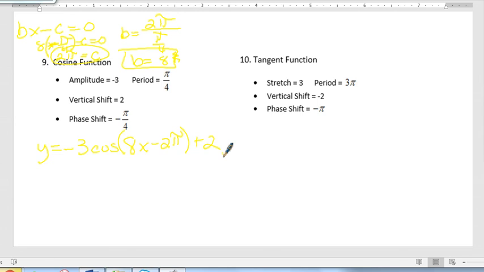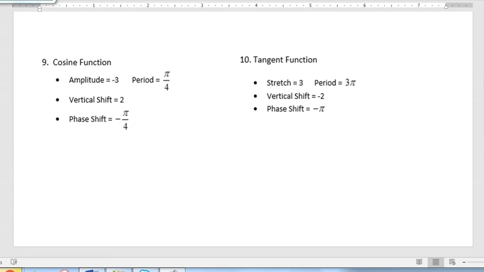Alright, last problem here. Let's change colors. I don't really like that yellow.